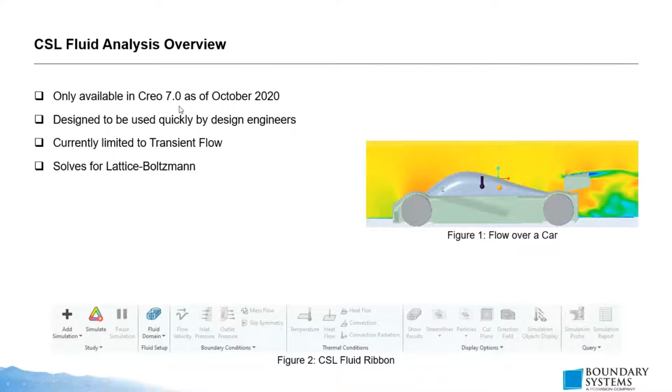Also, one note for a question we get sometimes: what does CSL solve for? Again, it's part of the ANSYS Discovery package, and that portion of ANSYS solves for the Lattice-Boltzmann CFD equations. So it's not the traditional Navier-Stokes. The Lattice-Boltzmann equations are a newer set of equations that have been found and used recently, relatively new compared to Navier-Stokes.